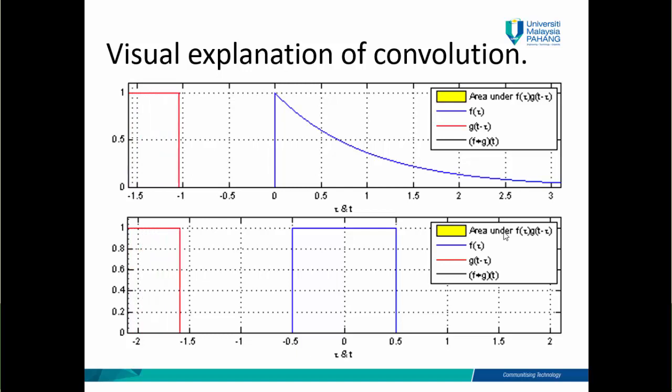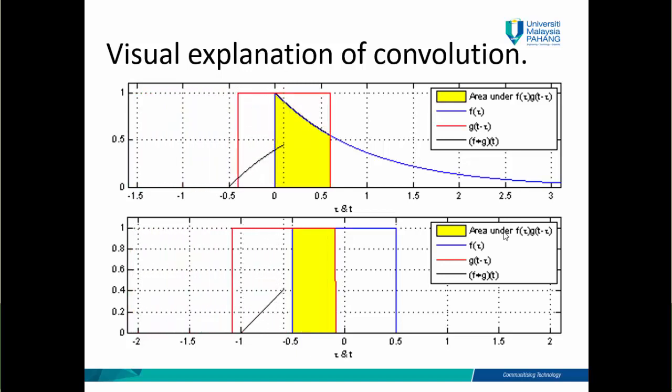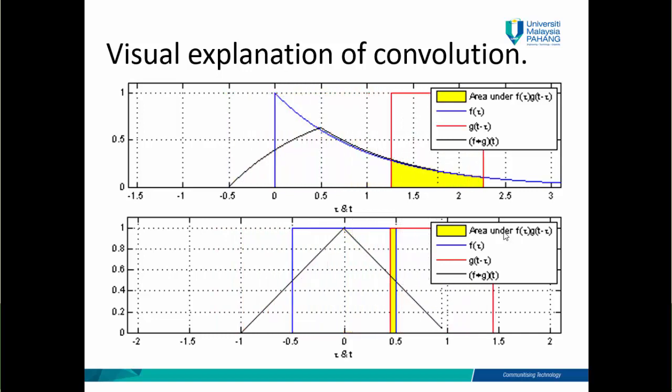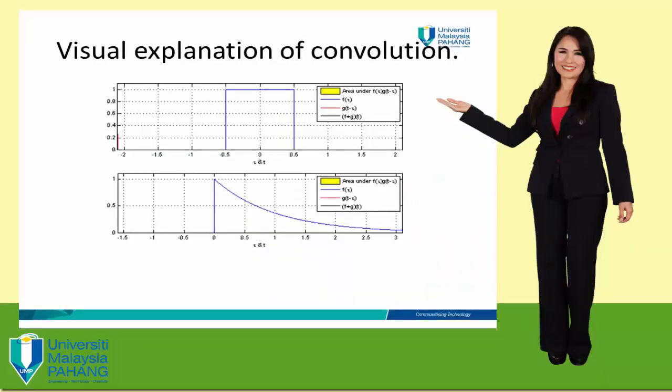The amount of yellow is the area of the product computed by the convolution integral. From the results of the first example, the response is a smeared version of f(t). It begins at t equals negative 0.5 because we define t as the distance from the tau equals 0 axis to the center of the white pulse.